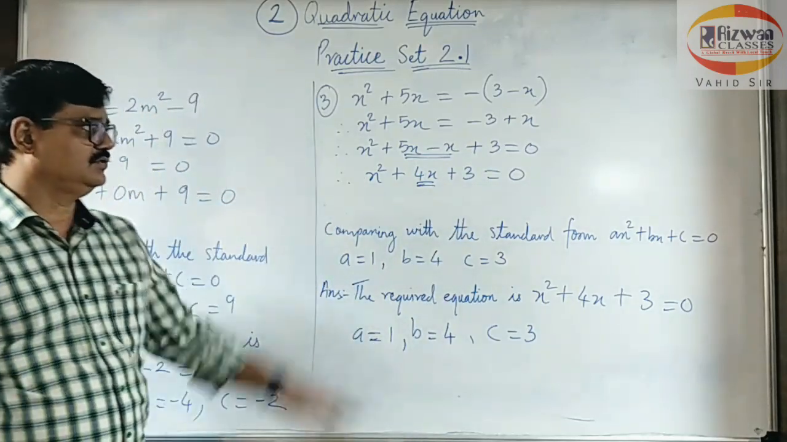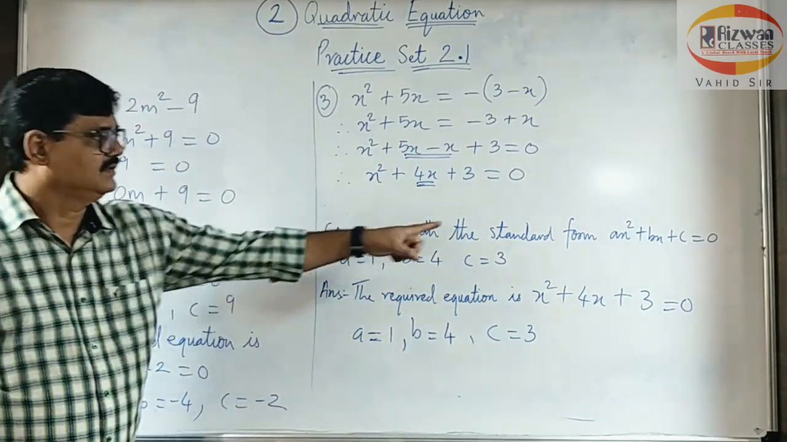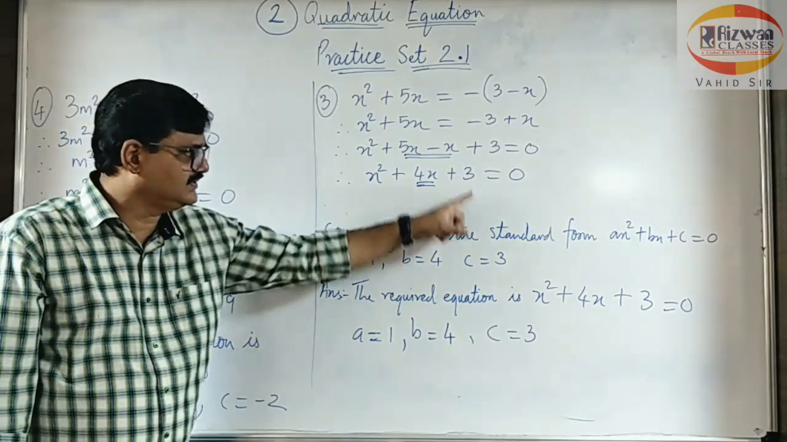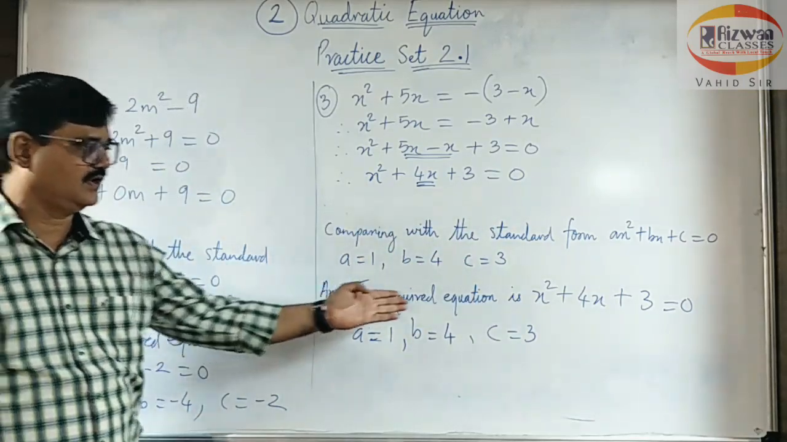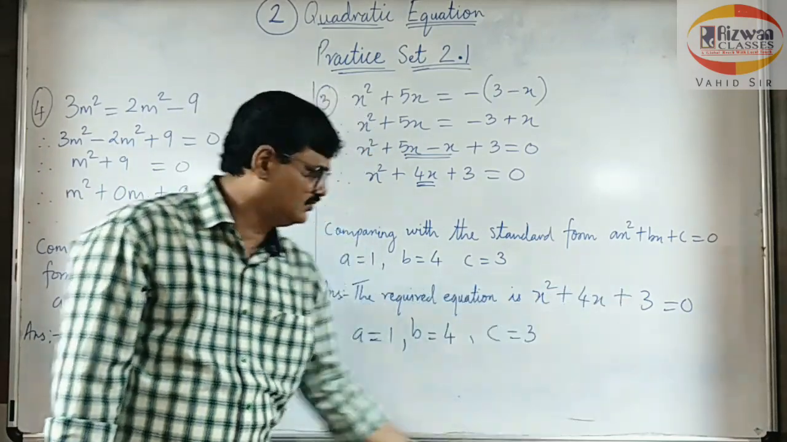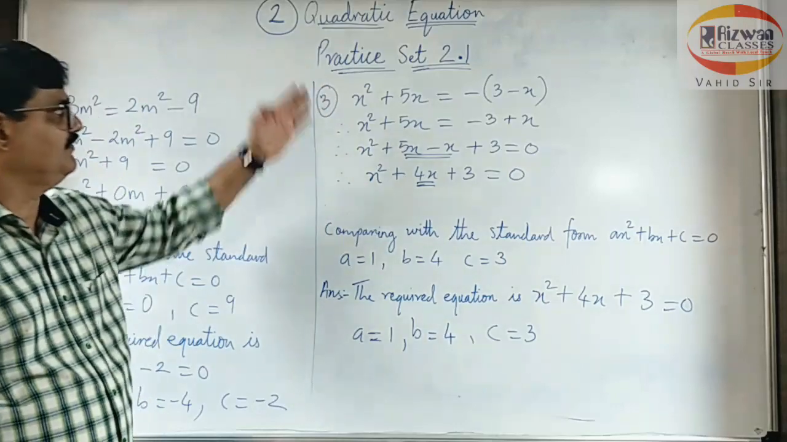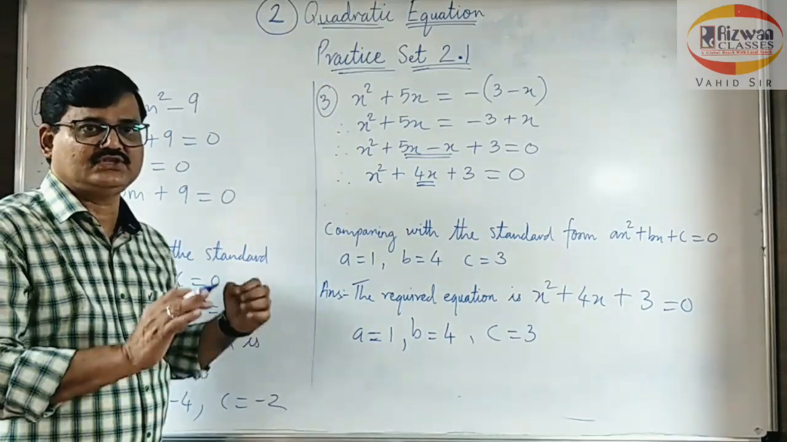And this is how I got it into the standard form. And I have to compare this with ax square plus bx plus c. a is 1, b is 4, c is 3. Therefore the required equation is x square plus 4x plus 3 is equal to 0, and a is equal to 1, b is equal to 4, and c is equal to 3. And that is how we finish question number 3.